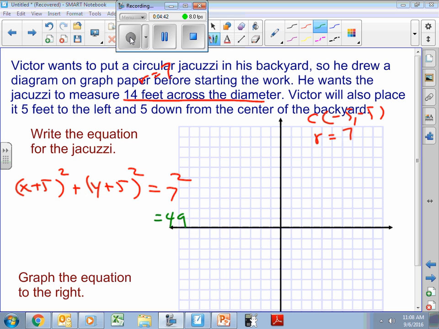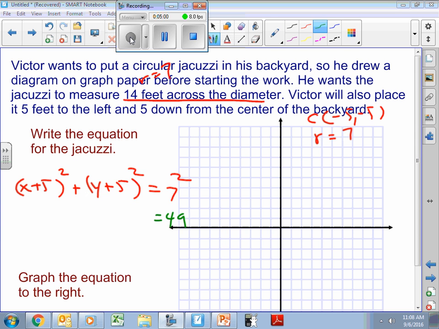And just for the record, when I write this equals 49 here, technically if you were offering this to another math teacher, you would write out the whole entire equation with that 49. You wouldn't just put this extra 49 down below to tell the teacher, well, you can do it with the 49 too. If you can do the 49, do the whole thing.